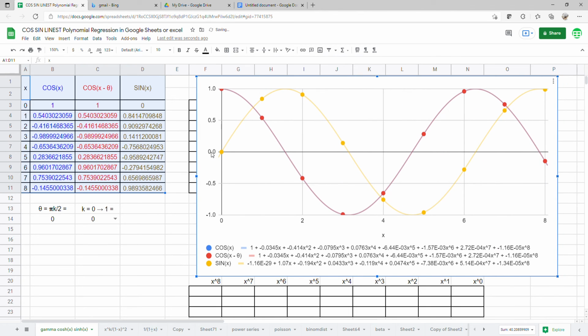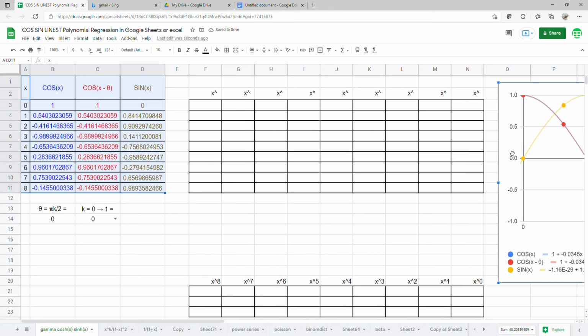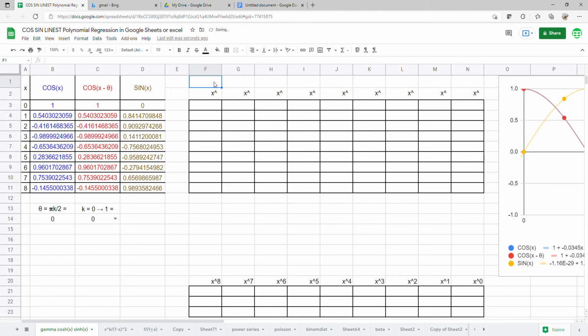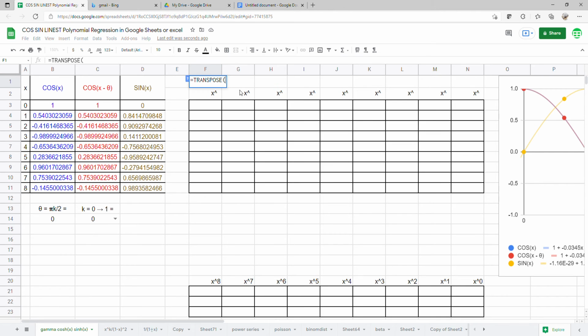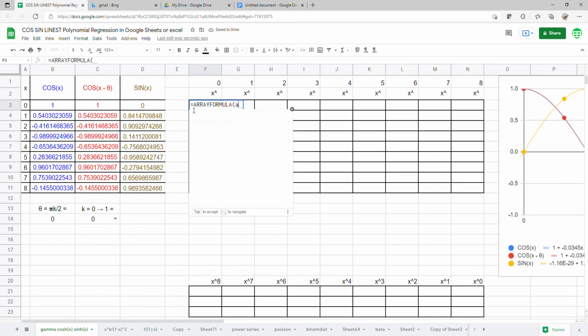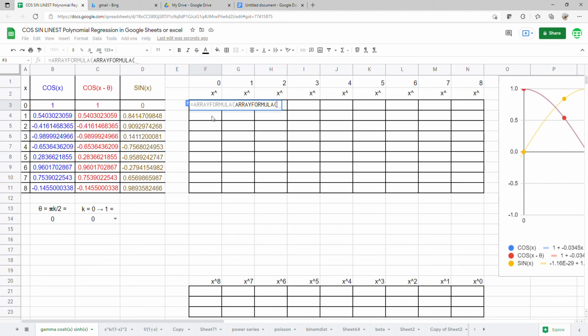To do that, we complete the LINEST matrix, starting with the power. This is transpose 0 to 8. And the elements of the matrix. So this is equal to array formula of the x values raised to the power 0 to 8.